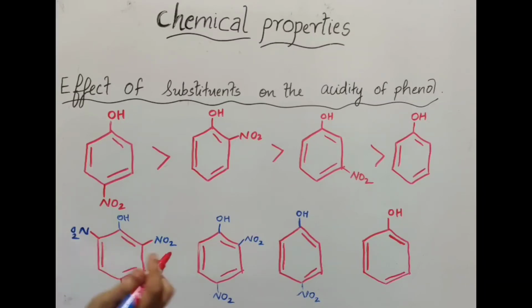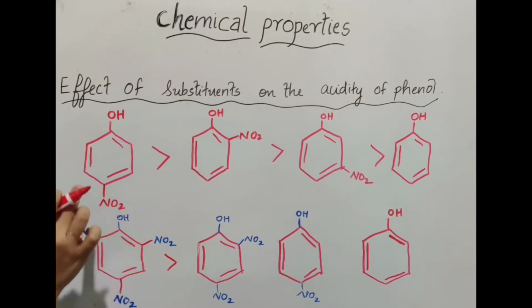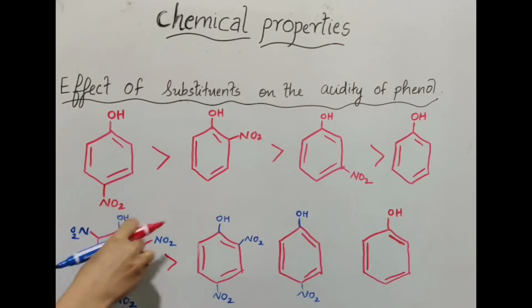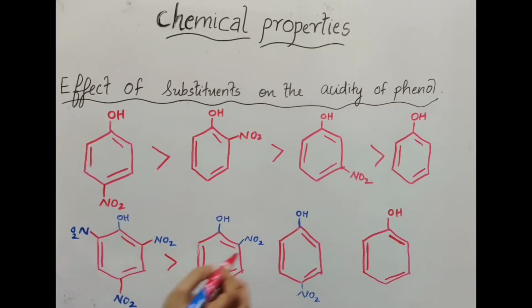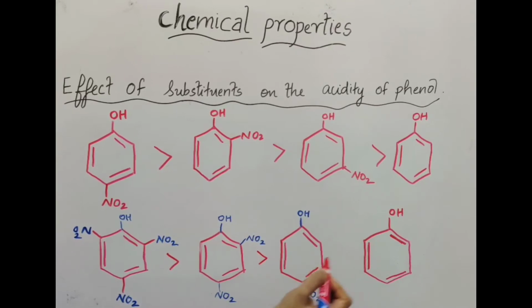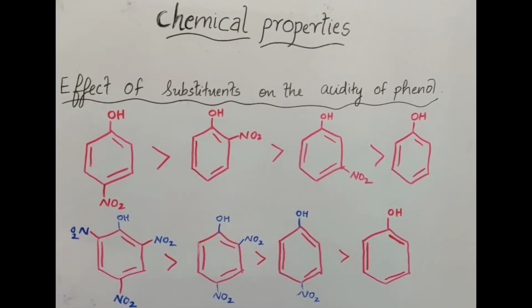It is greater than simple phenol. 2,4,6 trinitrophenol is more acidic, that is, it contains more electron withdrawing groups as substituents. Hence the order is like this. All of you got it?